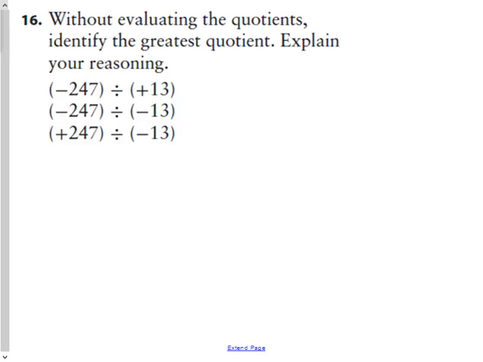Question 16, without evaluating the quotients, identify the greatest quotient. So if I just use what we've been doing so far in the video, just calculating signs, a negative divided by a positive will give me a negative quotient. A negative divided by a negative, same signs, positive quotient. And a positive divided by a negative, opposite signs, negative. So based simply on sign rules, I know there's only one answer that's going to have a positive answer. So therefore, the division of those two numbers, regardless of what their actual quotient is, will yield a positive answer.